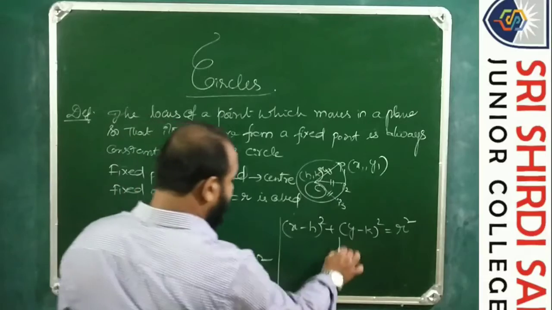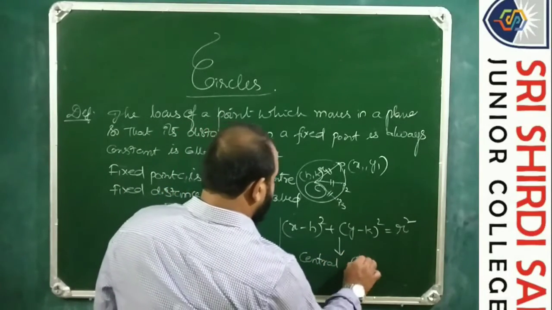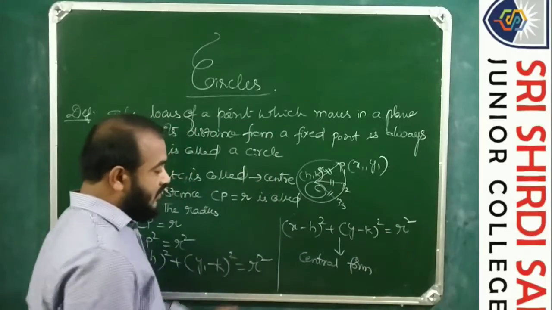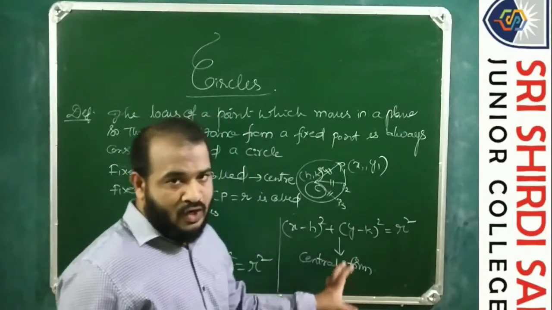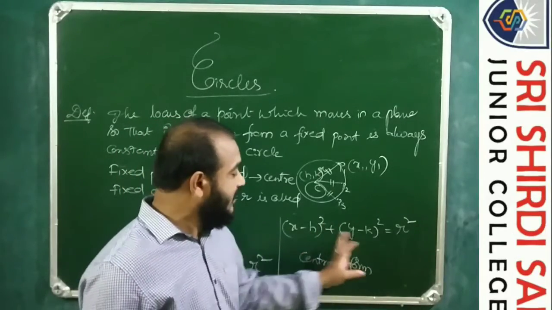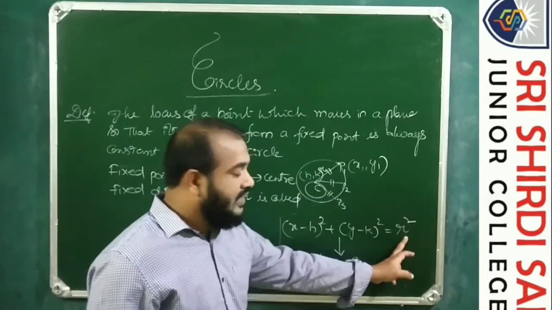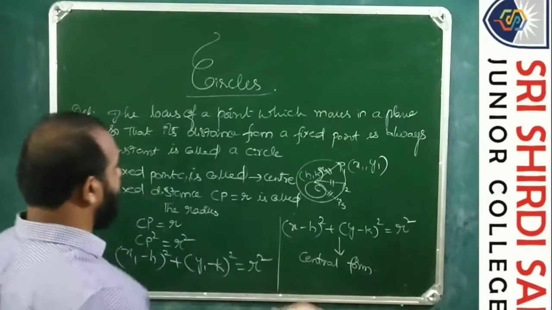This is called the central form, and this form is particularly useful when you are asked to find the equation of the circle when the center (h, k) and the radius R are given. So let us try out some examples.